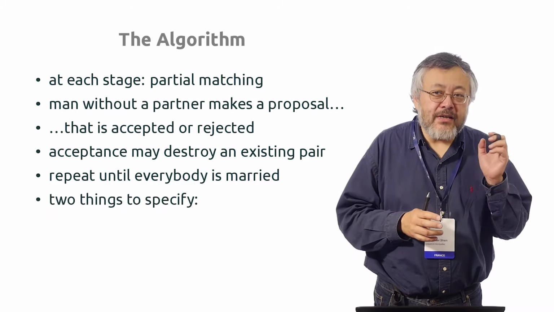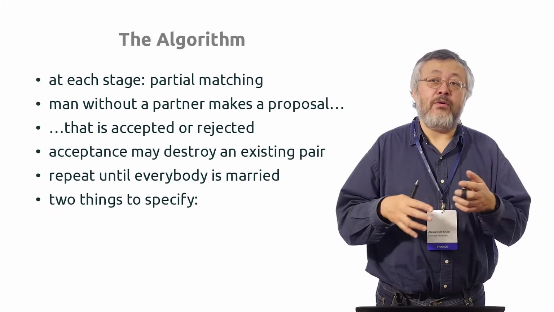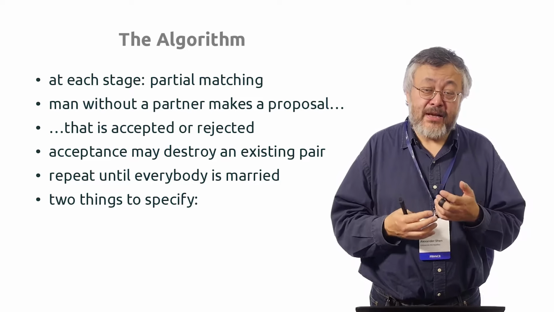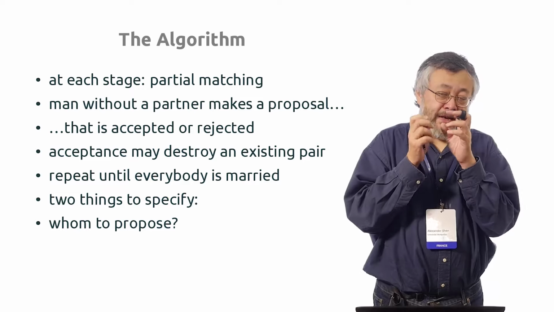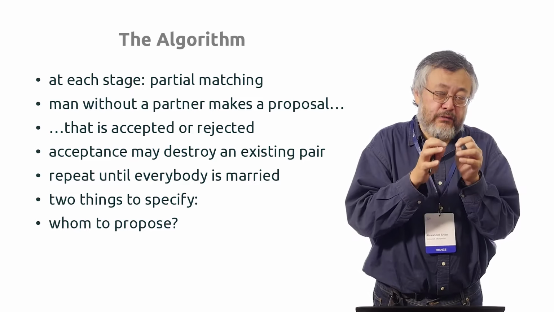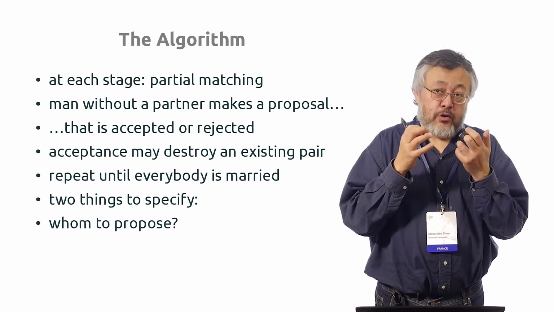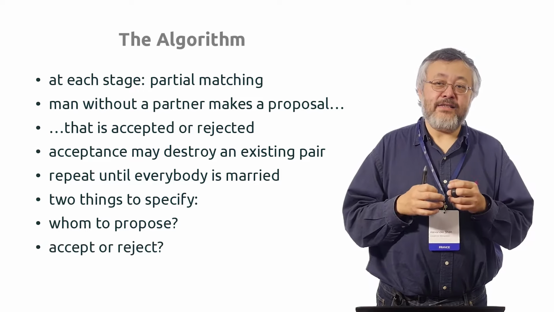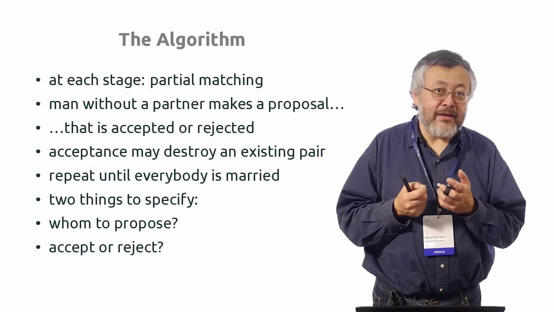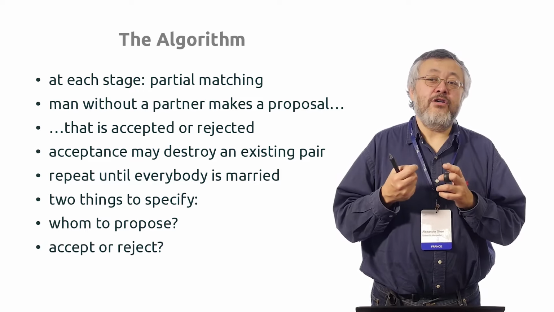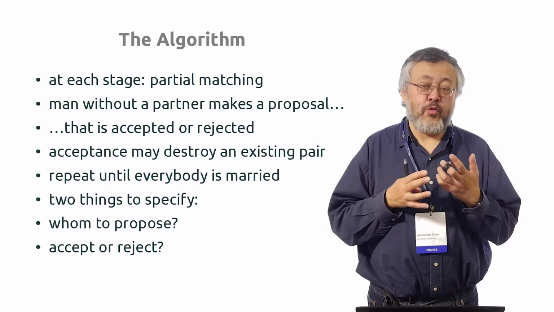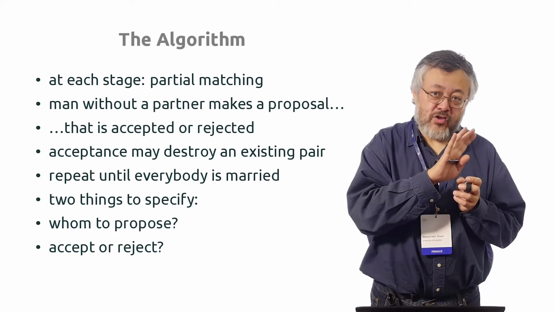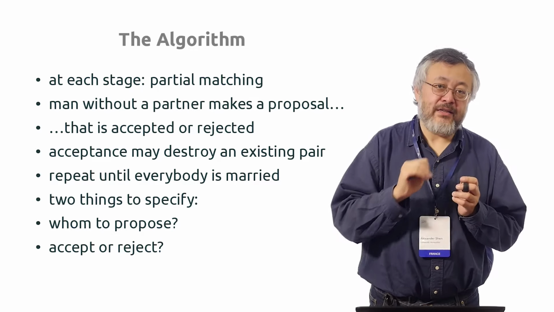But the question is how the participants make their decision. If we find a man without a partner on a given step who makes a proposal, to whom? And the second question: if some proposal is made, how should the woman decide whether to accept or reject this proposal? These are two questions which are not covered in this general scheme. We will treat them now.